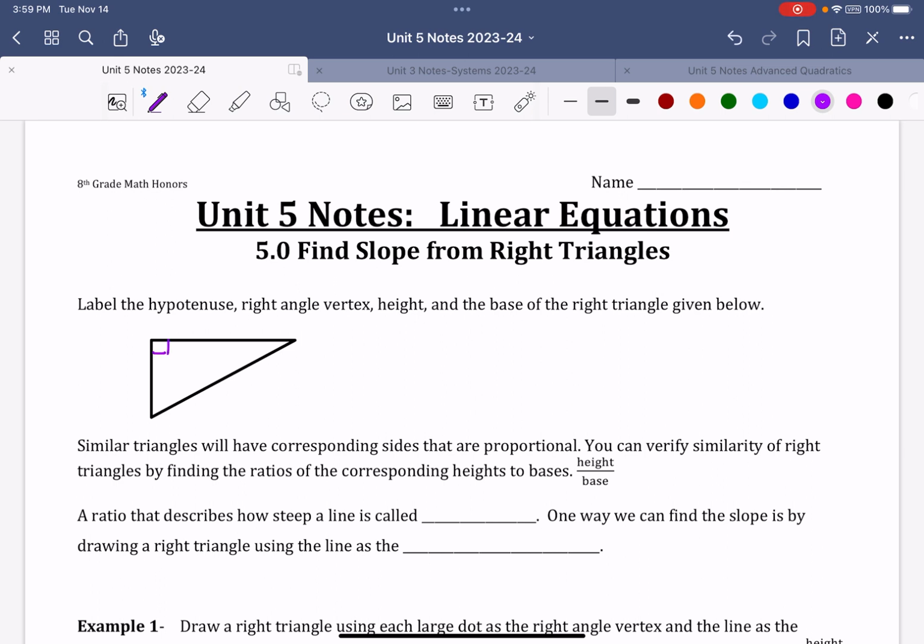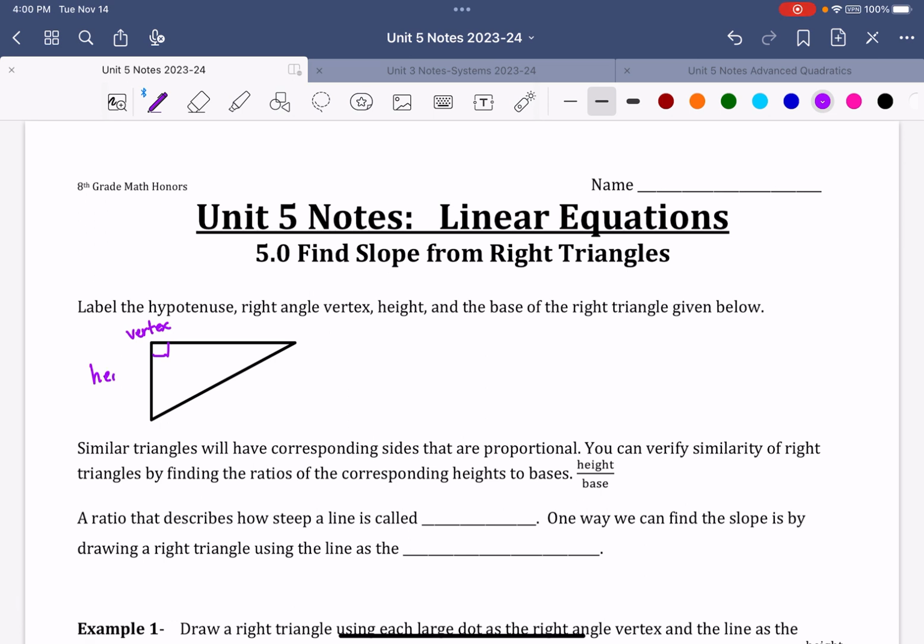So we have a right angle in the corner, so this is our vertex, or our right angle vertex. And then we have our height, which would be our up and down. Our base would be our horizontal, and then our hypotenuse is across from our right angle, and it's the slopey part.